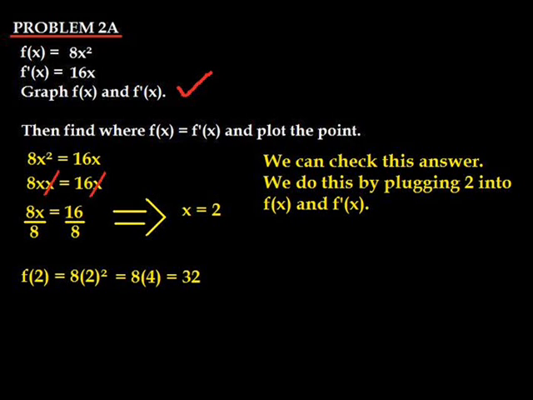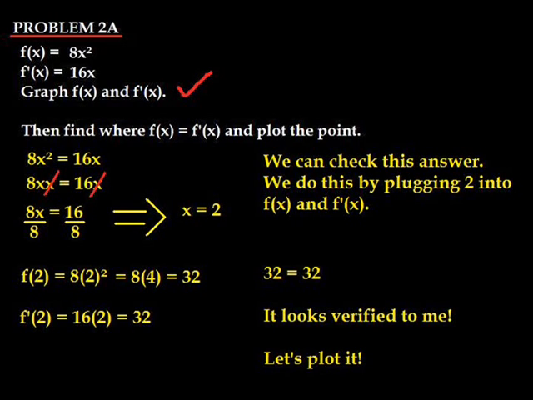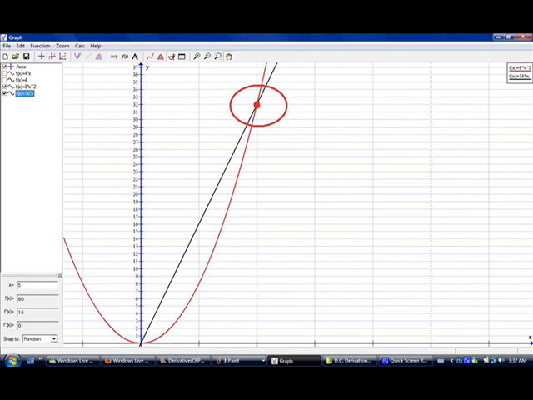It's not too hard to see how that works. And now we've got f prime of 2. That's equal to 16 times 2. The 2 takes the place of the x. That's also equal to 32. So as we can see, 32 does in fact equal 32. So let's move on and plot it. You'll see a familiar graph with the point 2, 32.